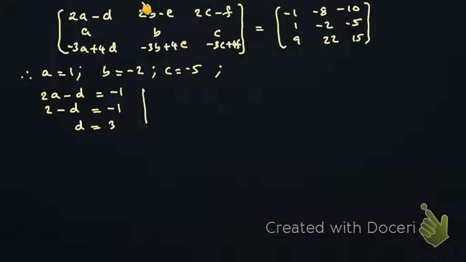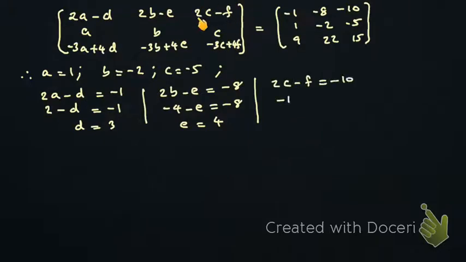The second element, 2b minus e, we'll say 2b minus e is equal to minus 8. And I know the value of b as minus 2, put it in here. So you'll get negative 4 minus e is equal to minus 8. Rearranging, I'll get e is equal to 4. And then the third element, 2c minus f is equal to minus 10. And I know what c is, minus 5. So minus 10 minus f is equal to minus 10. Rearrange it, you will get f is equal to 0.